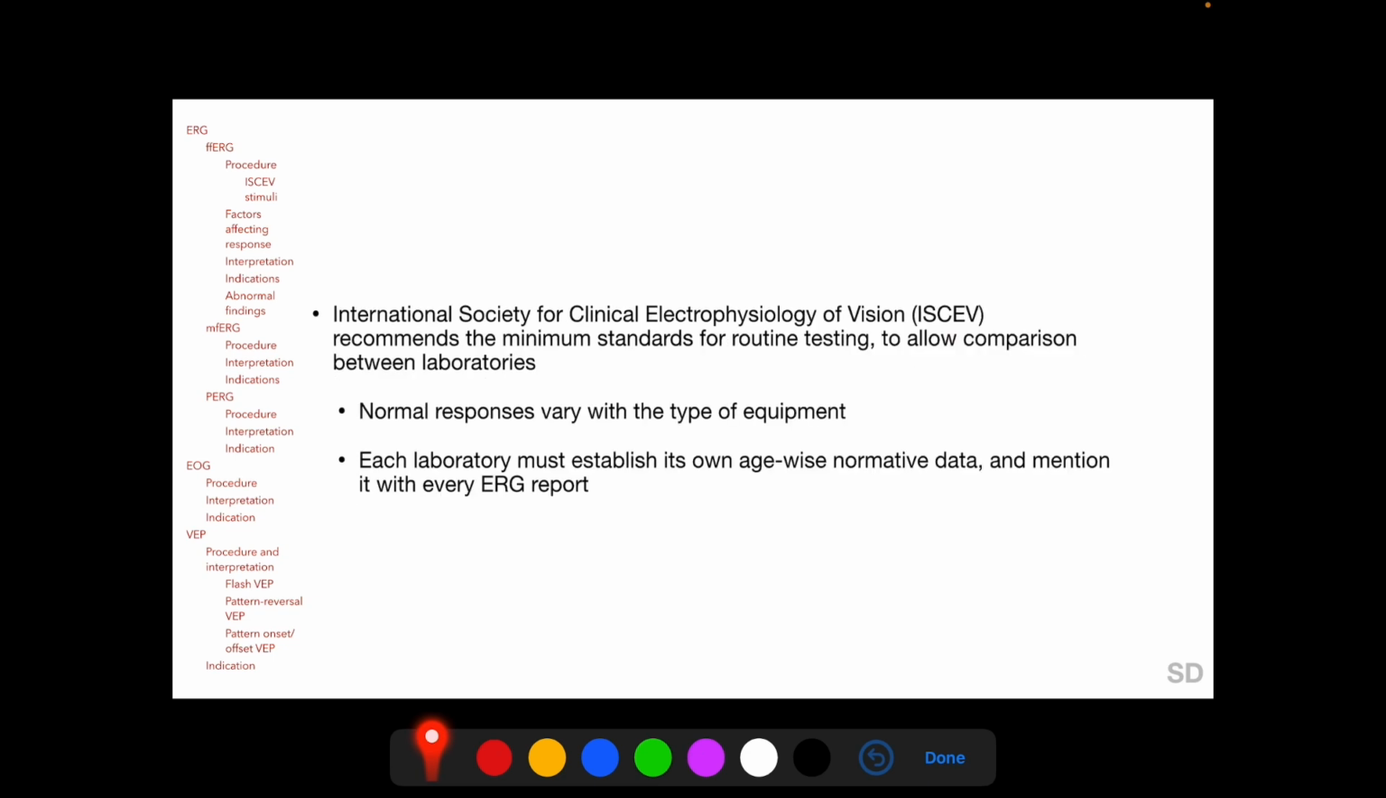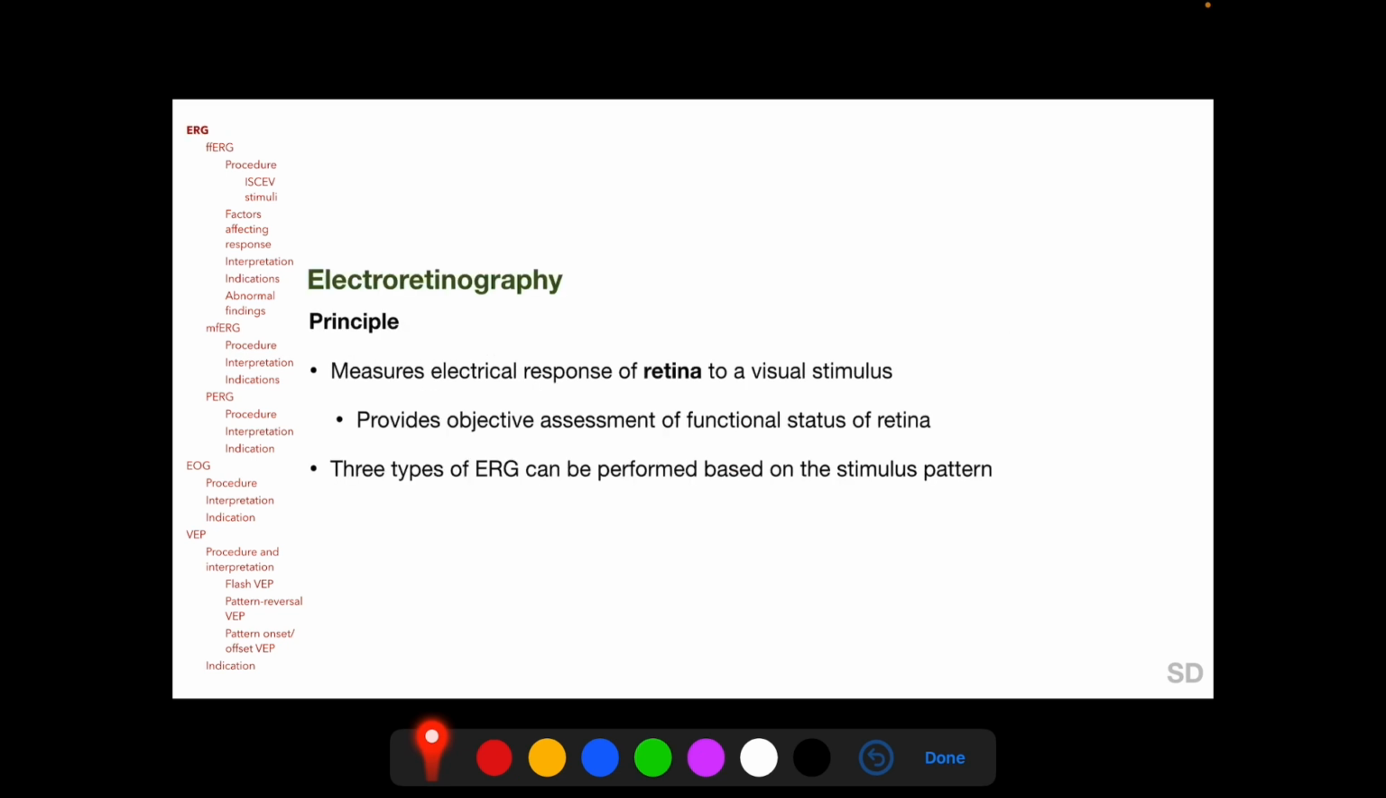The International Society for Clinical Electrophysiology of Vision, or ISCEV, recommends the minimum standards for routine testing to allow comparison between laboratories. Normal responses vary with the type of the equipment, and each laboratory must establish its own age-wise normative data and ideally mention that with every ERG report.